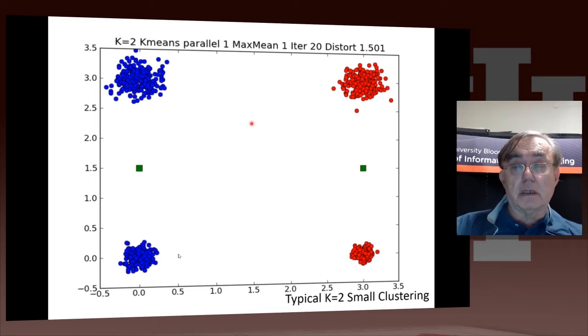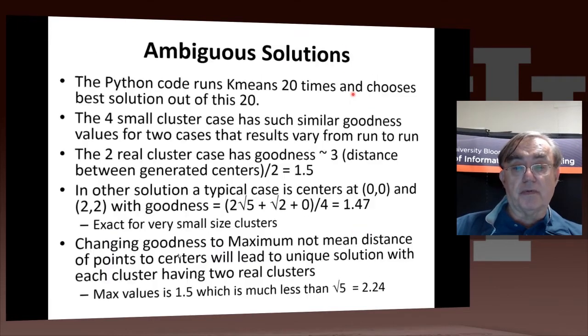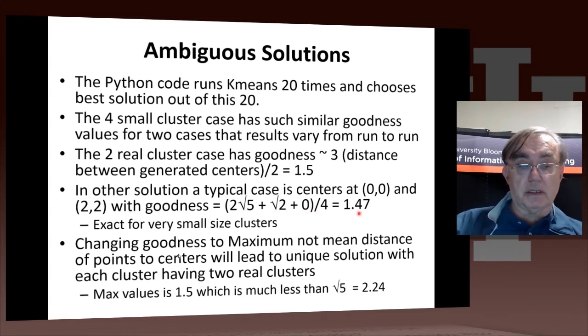Obviously the spreading of these Gaussian clusters is going to change the magic value of 1.5. On the other hand, if you look at the mathematics of point-size clusters, with one center at the center of one of the clusters, let's put it at the origin, 0, 0, then you'll find that the cluster center which minimizes and represents 3 clusters has a goodness that you can find out is 1.47. This is exact for small clusters.